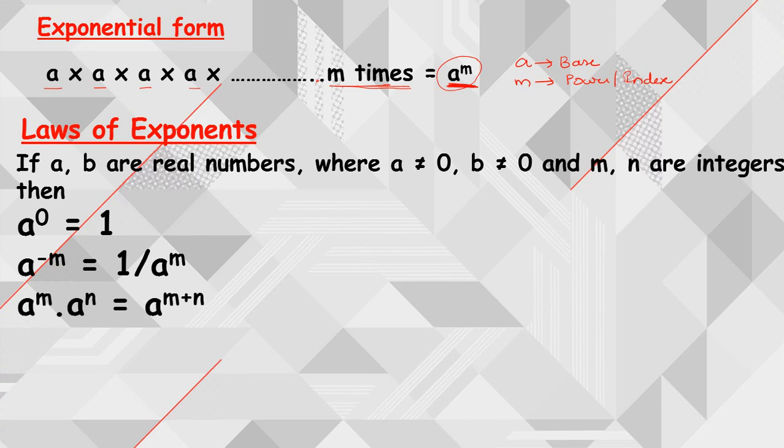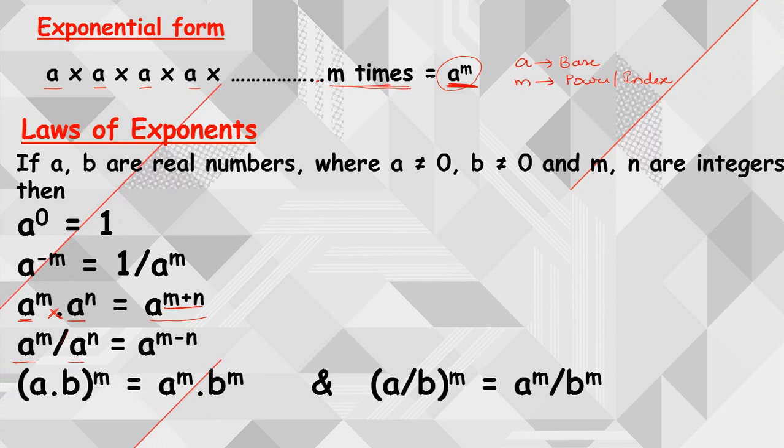Next, the third one is a power m into a power n is equal to a power m plus n. When bases are equal and it is in product form, meaning they are being multiplied, then the powers will get added up. Whenever the bases are equal, powers can be added. Next, when you have a power m divided by a power n, the bases are equal and it is in quotient form, then we can write it as a power m minus n.